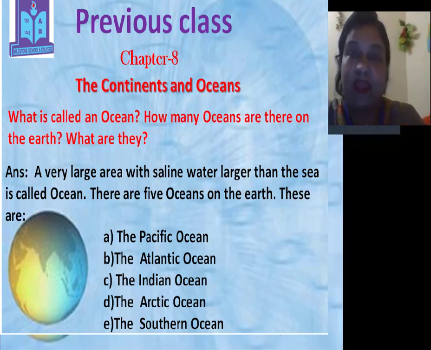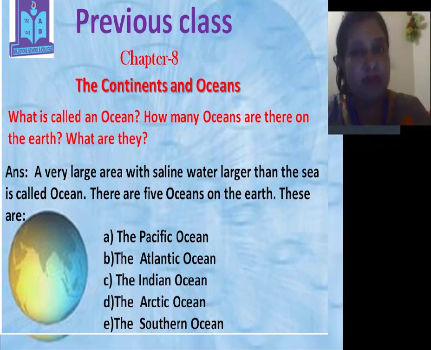The answer is: a very large area with saline water, larger than the sea, is called an ocean. There are 5 oceans on the earth. A very large area with surface saline water, larger than the sea, is called what? Ocean. So, what type of water? Saline water. And how many oceans are here? Can you remember? There are 5 oceans. And in our video also we saw this one. Can you remember?